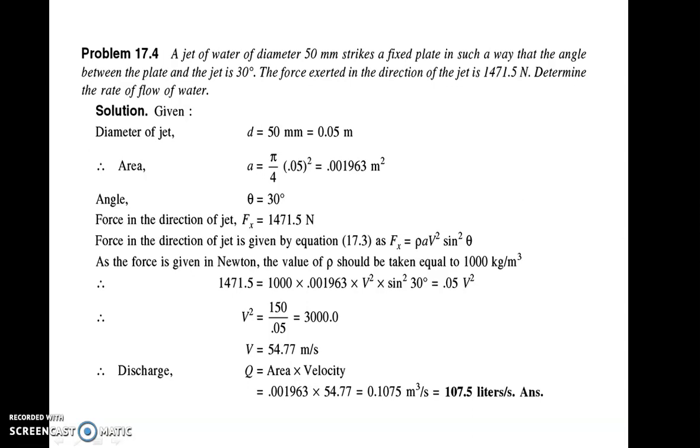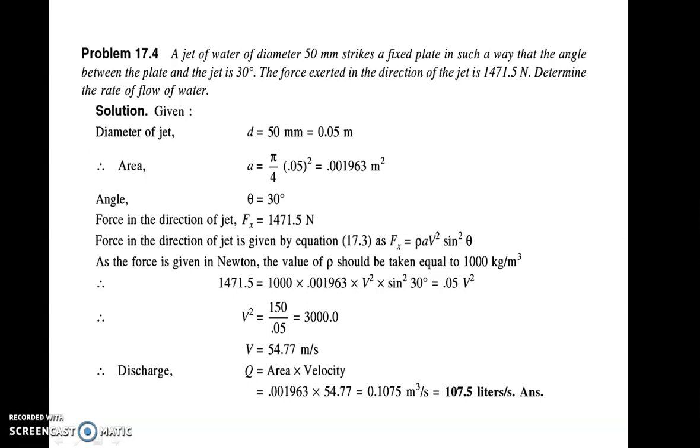So here you have to use the same formula, and from that formula you have to calculate the velocity first. If you multiply the area by the velocity, you will get the discharge, that is the rate of flow of water. So it's a very simple numerical. The diameter of the jet is given as 50 mm, 0.05 meter. Area you can calculate as pi by 4 d square. The angle is again given as 30 degree between the jet and the plate, so no need to worry about the angle. You can put this angle as it is.